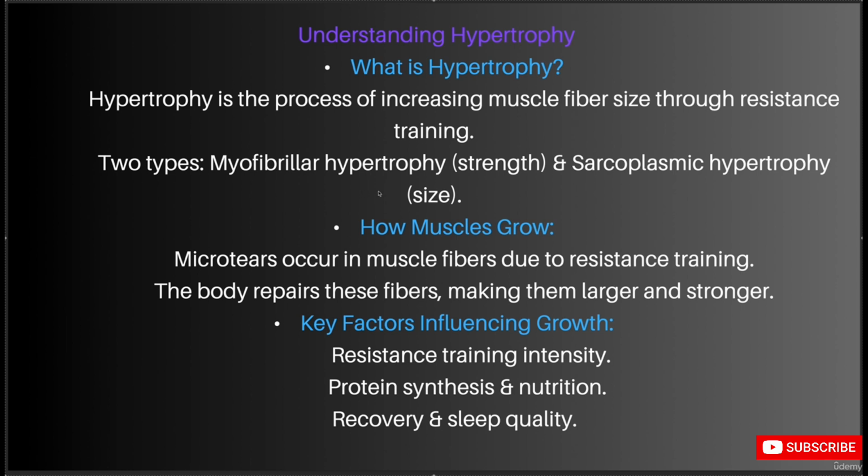So you might have wondered, how do muscles grow if I hit the gym? When you work out by doing resistance training or any kind of training, the muscles will form micro tears in them. Micro tears occur in the muscle due to resistance training, as you can see over here. So the body repairs these fibers, making them larger and stronger. The key factors influencing the growth are resistance training, protein synthesis and nutrition, recovery and sleep quality, of course.